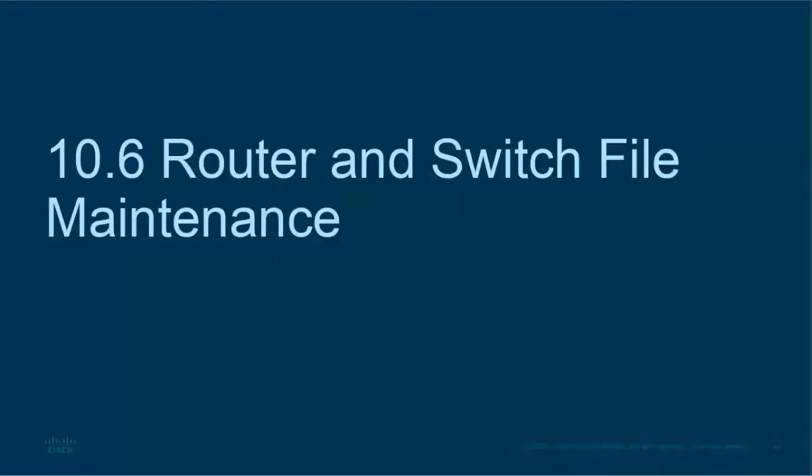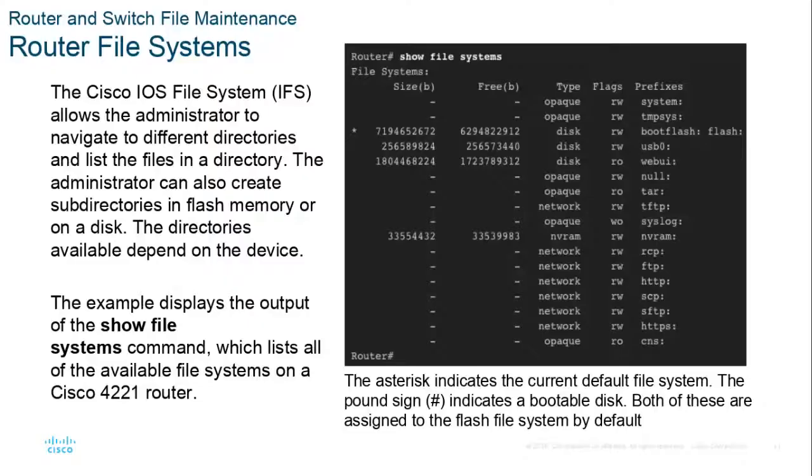Okay, our next topic is router and switch file maintenance. The IOS file system, IFS, is kind of like directories on a hard disk drive. On large devices, we typically only have a few file systems to worry about. For example, the flash file system has the compressed IOS file. On this particular machine, they plugged a USB device into the USB port on the back of the router. Maybe they're going to back up something, maybe they're going to put a new IOS on it.